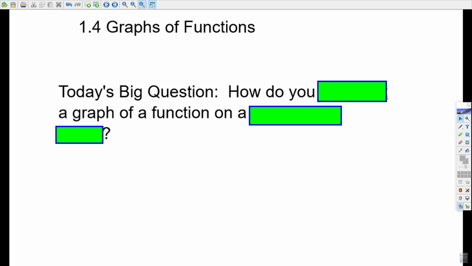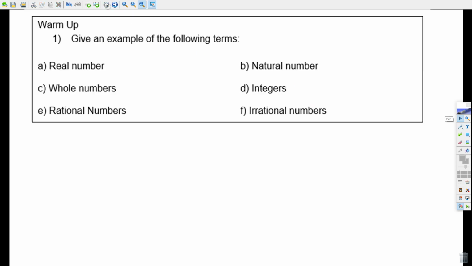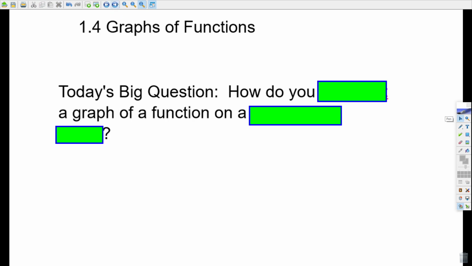Today we'll be looking at 1.4, graphs of functions. And so we're not doing the warm-up today. I'm going to skip that. You guys can go ahead and try that out and see if you can come up with the different kinds of numbers. We're going to be talking about that today.